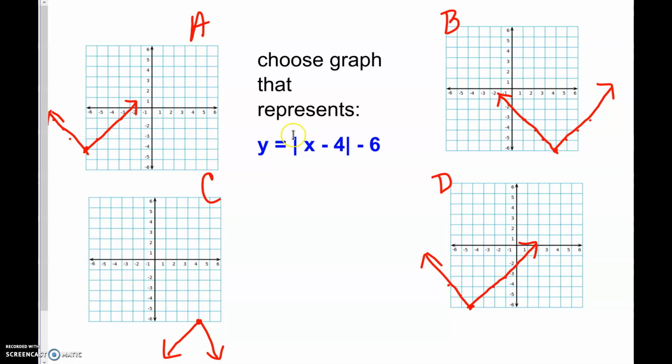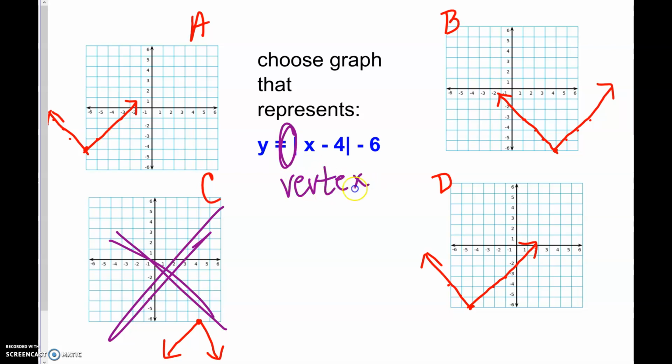All right, so the first thing I notice here is that number is a +1. And it's positive, so that means it's opening up. So I'm going to get rid of C right away. That does not work. Now I'm going to find my vertex. And remember, we always go the opposite of whatever's inside. And so because that says a -4, I'm going to go a +4, -6.